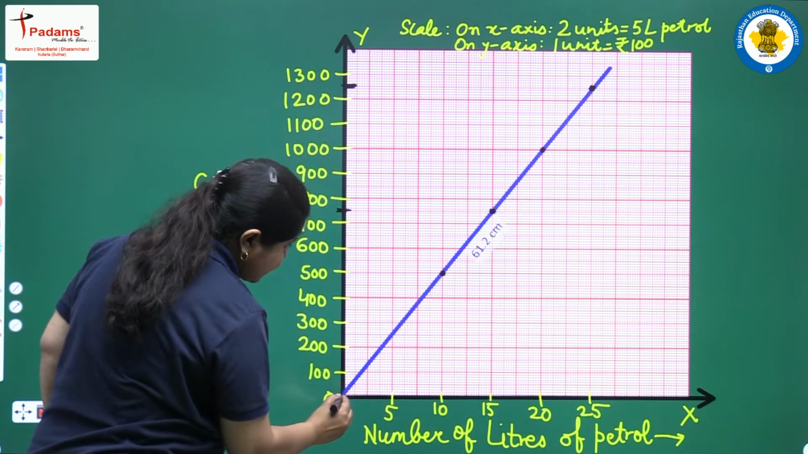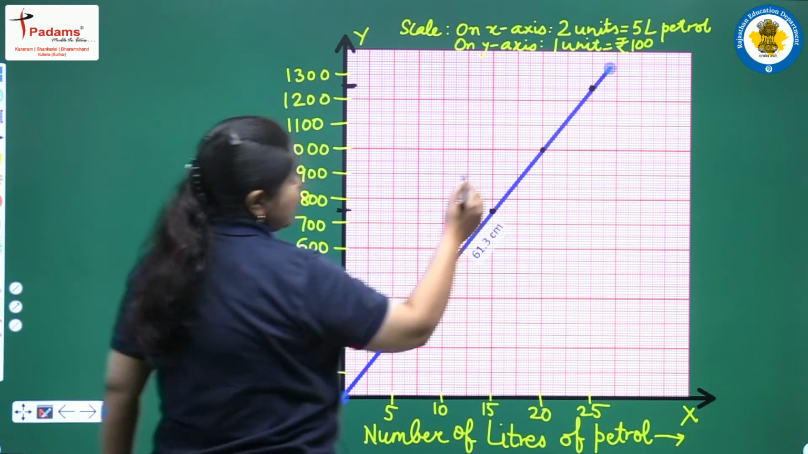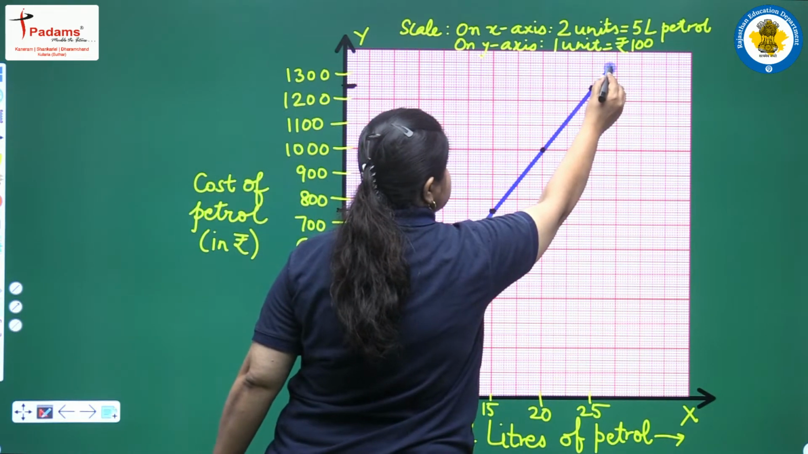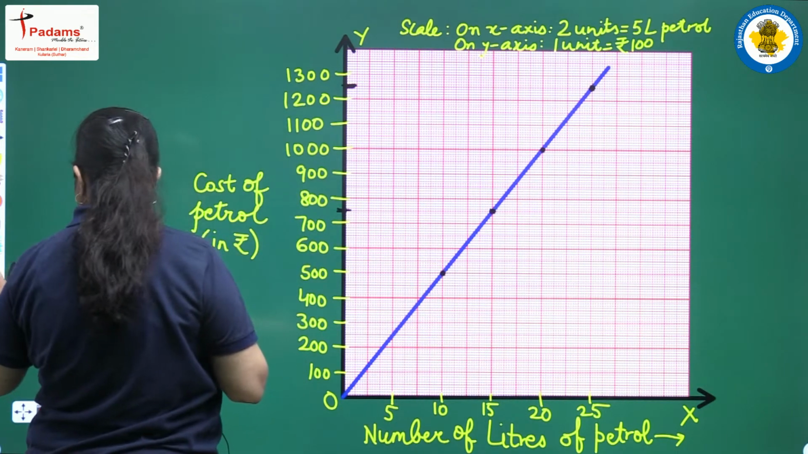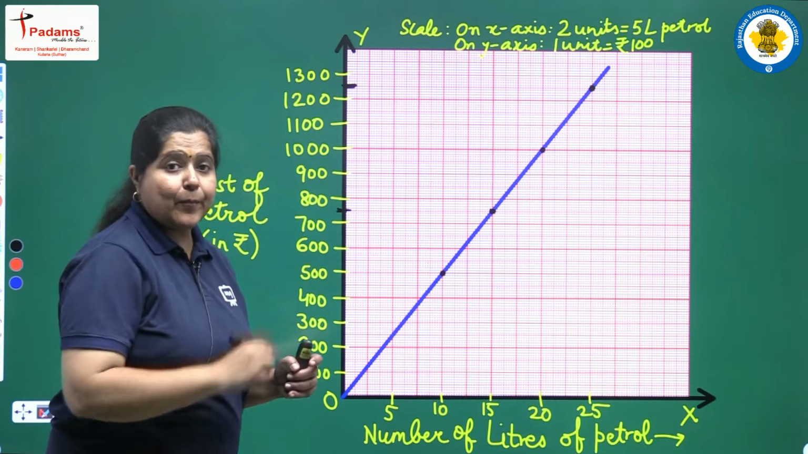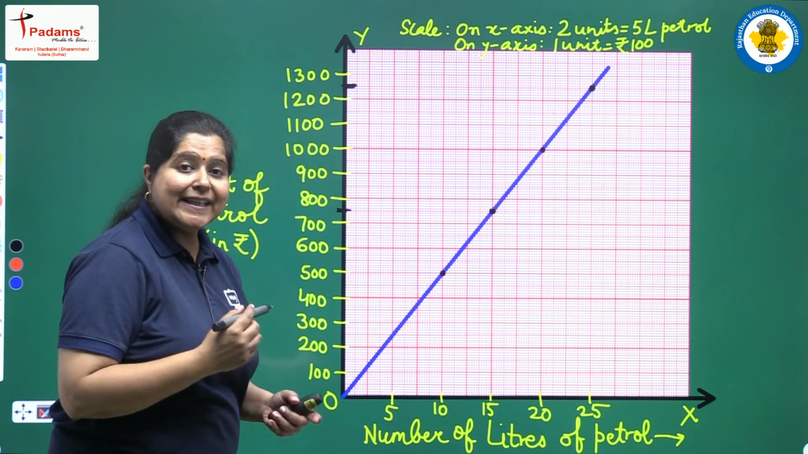We are getting a straight line which is passing through the origin. This is the line which is passing through the origin and joining these points. In this way, we are in fact getting a linear graph. जब भी points एक straight line पर lie करें तो हम उसे क्या कहते हैं? We call it a linear graph.